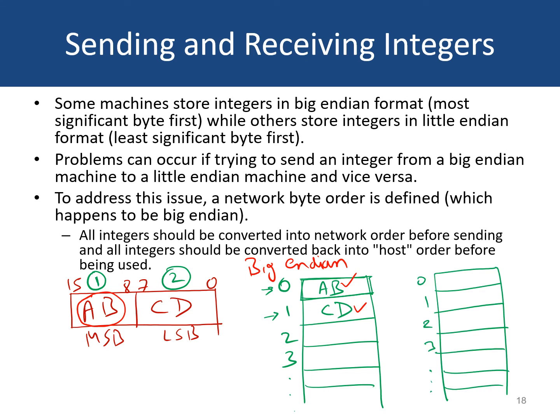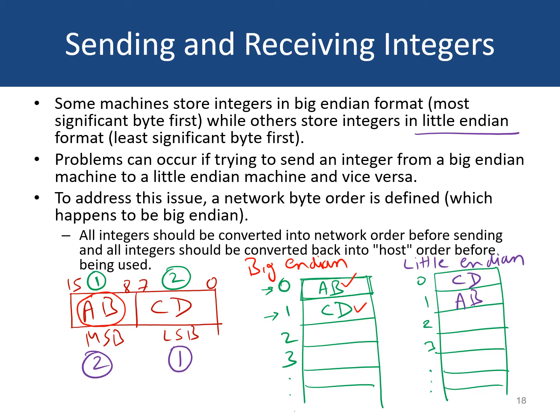As opposed to this, the other possibility is that we first store the least significant byte followed by the most significant byte in the memory. So for example, we could first store the least significant byte CD in the smaller memory address followed by the most significant byte of the integer AB in the higher memory address. If this is how we are storing integers in the computer's memory, we are using what is known as the little endian format, since we are storing the least significant byte first.